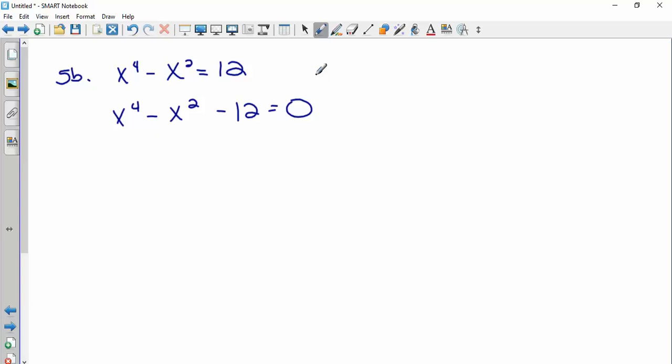No. But when you see x to the 4th, x squared, and a constant, that is like a quadratic. So even though it's not a true quadratic, we can do the box method with this. So we set up our two parentheses.